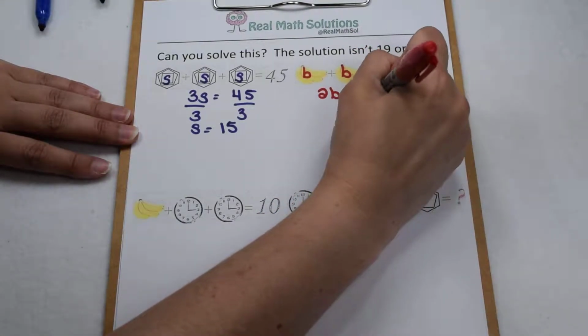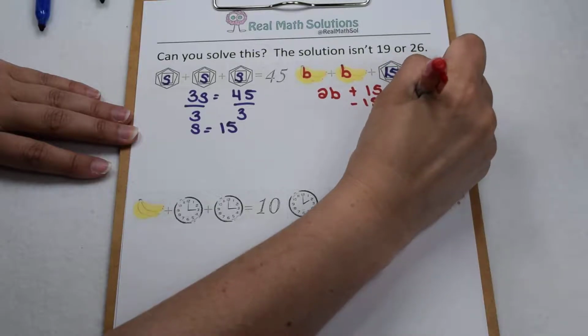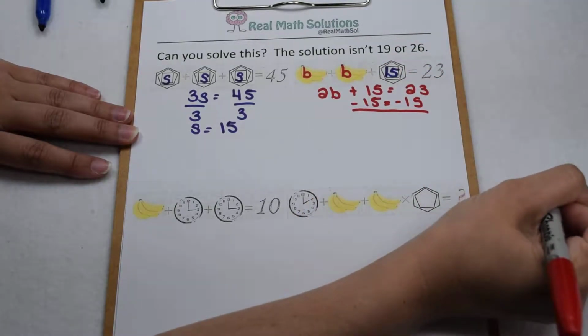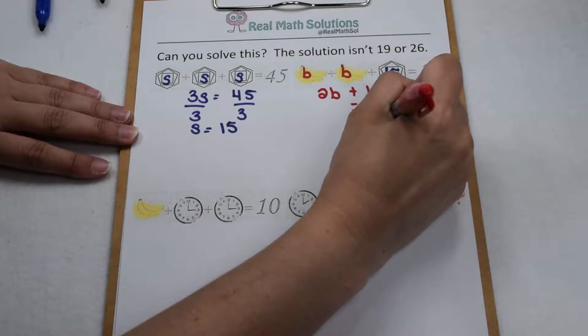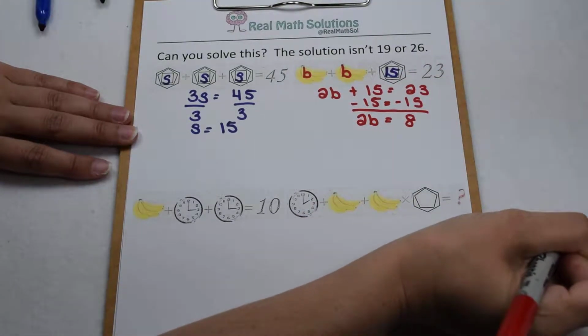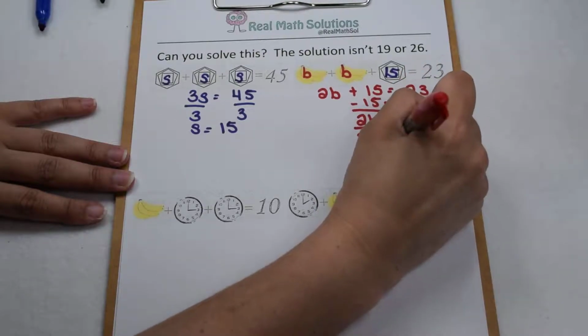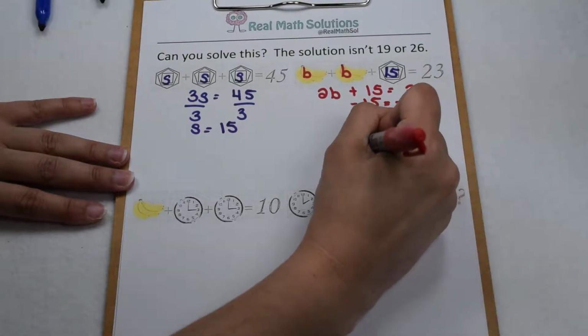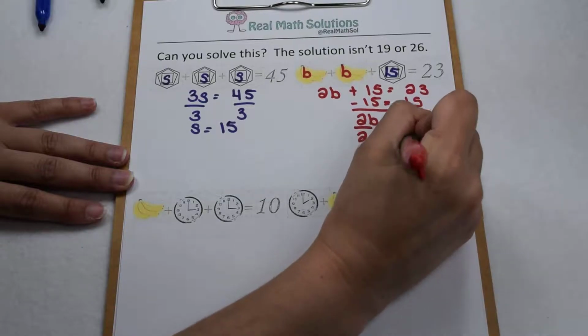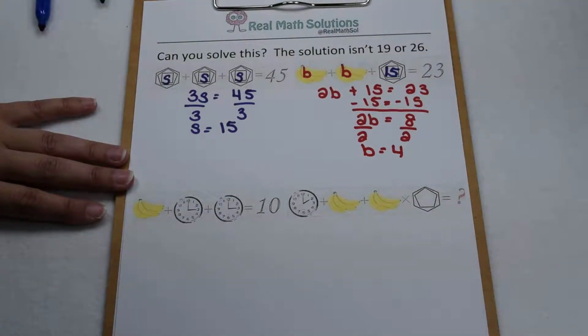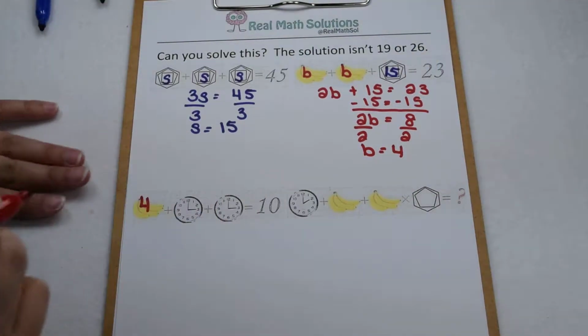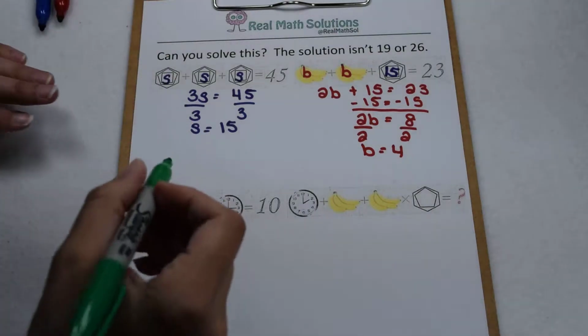To solve that, I can start by subtracting 15 from both sides. When I subtract 15 from both sides, that means my two bunches of bananas are going to be worth a total of 8. To find out how much each bunch is worth, I can divide both sides by 2. And when I do, that tells me each bunch is going to be worth 4.